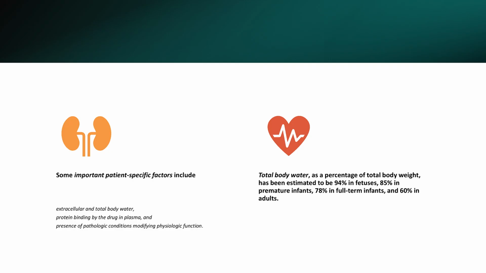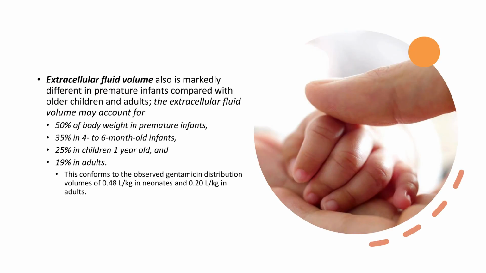Several patient-specific factors play a crucial role in drug distribution, including extracellular and total body water, plasma protein binding, and the presence of pathological conditions that may alter normal physiological function. Total body water, expressed as a percentage of total body weight, varies significantly with age. Approximately 94% in fetuses, 85% in premature infants, 78% in full-term infants, and 60% in adults. These differences have important implications for the distribution of hydrophilic drugs in pediatric populations.